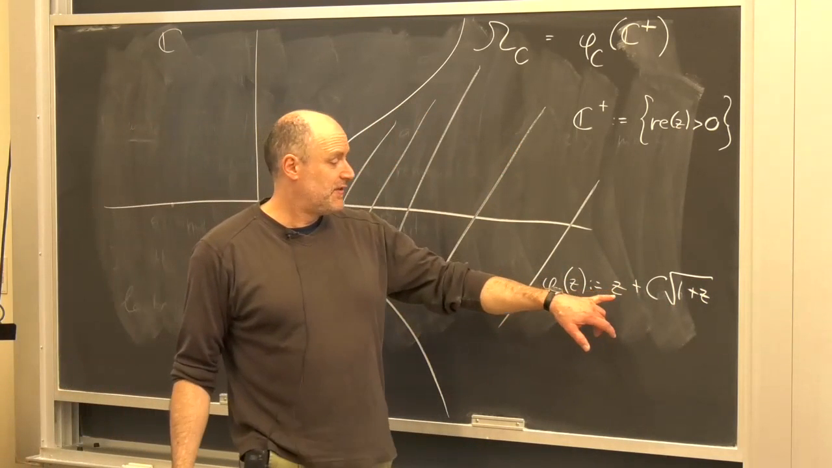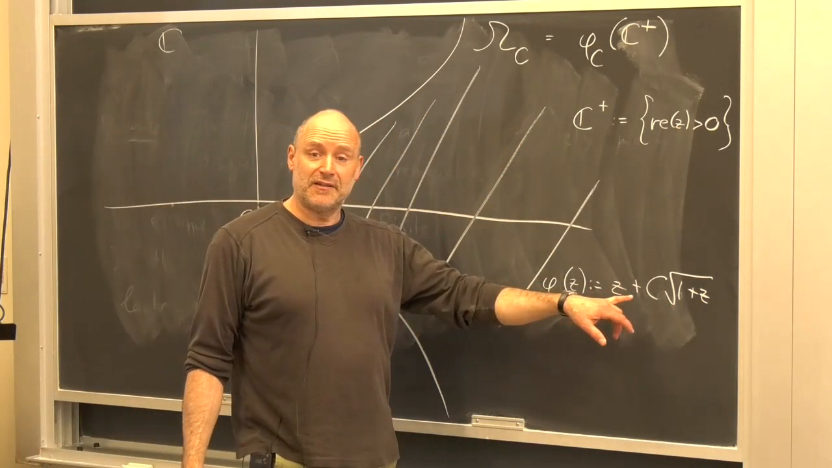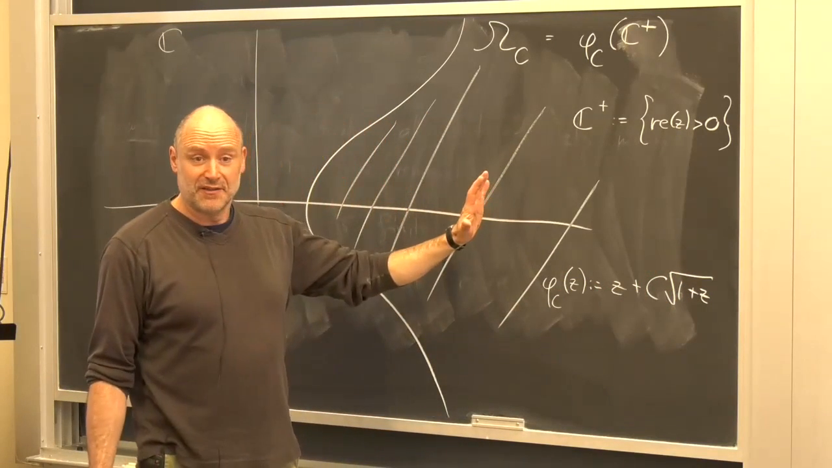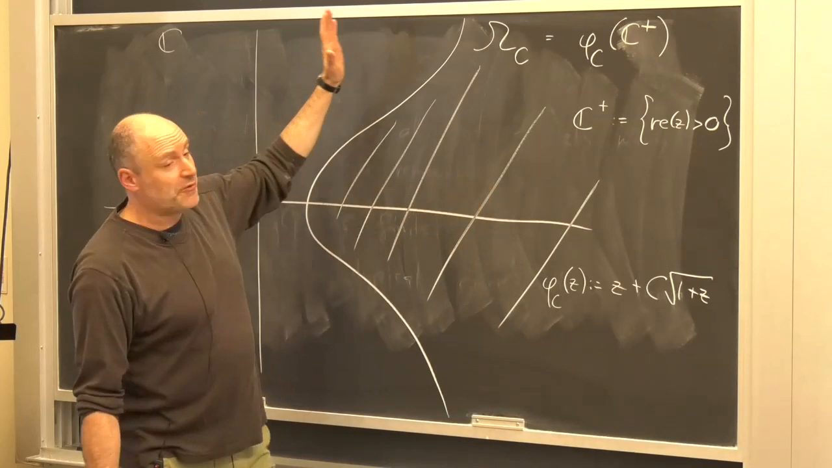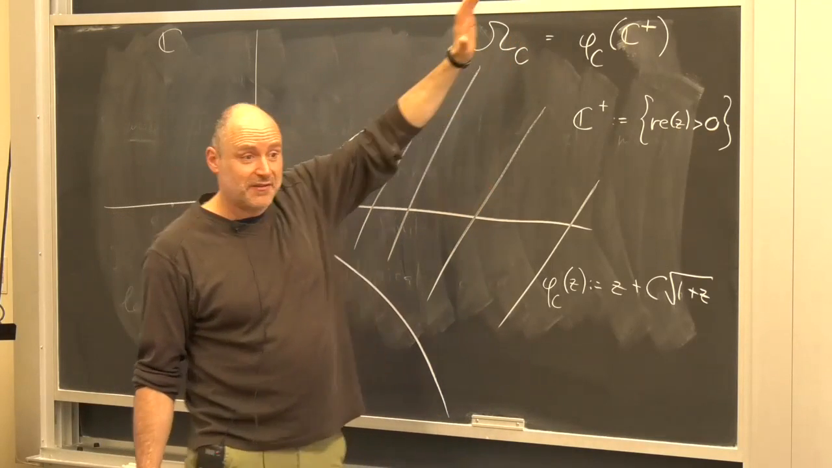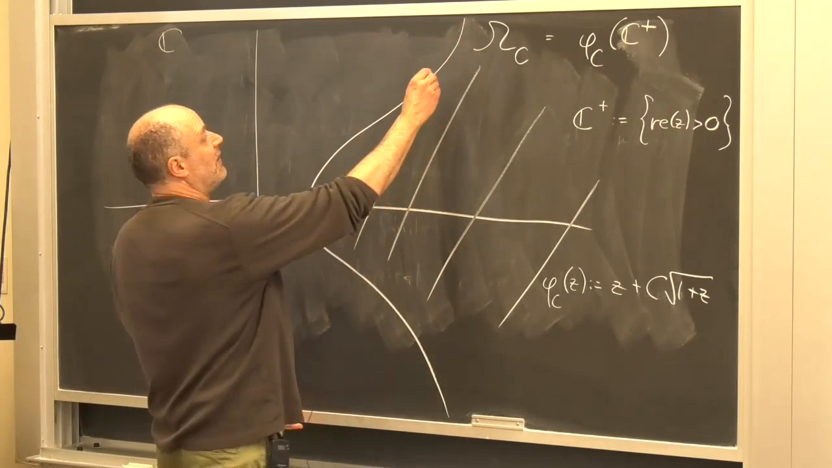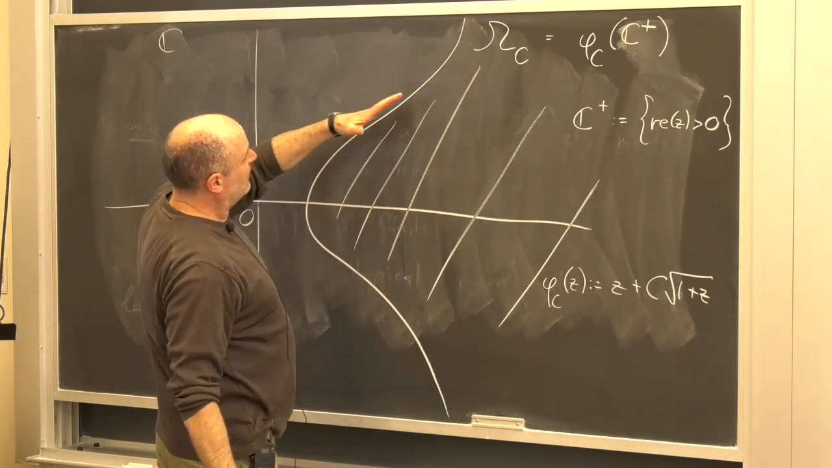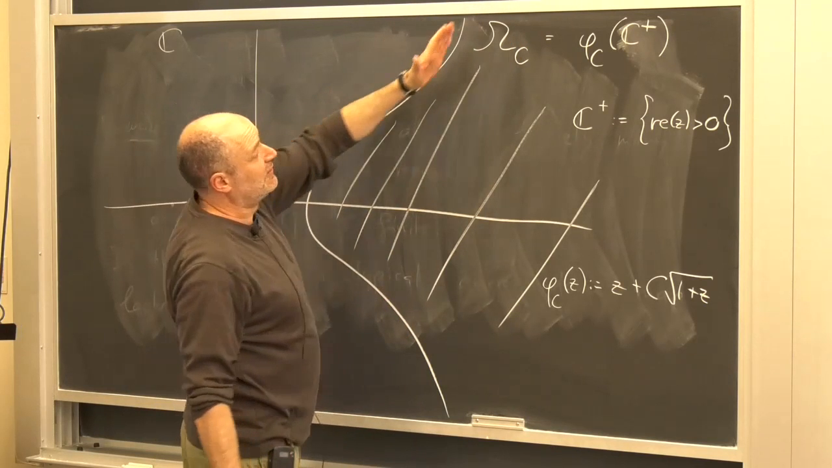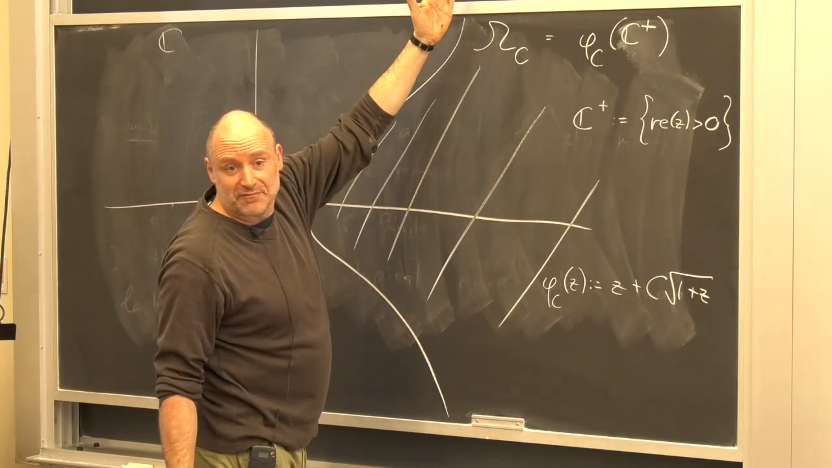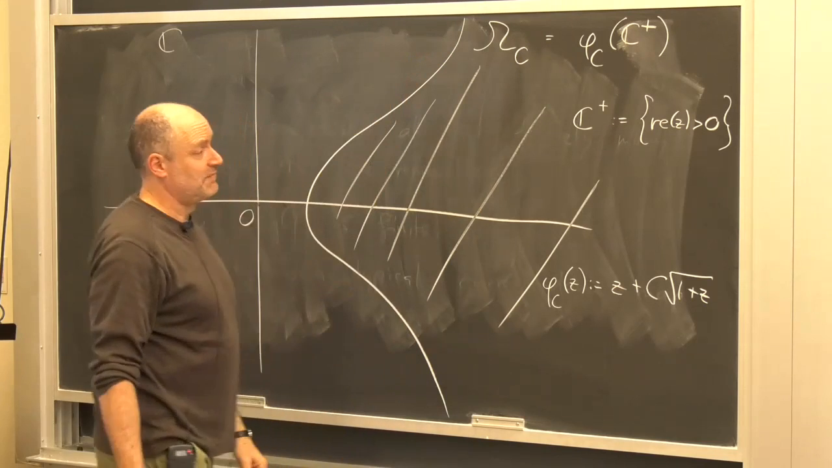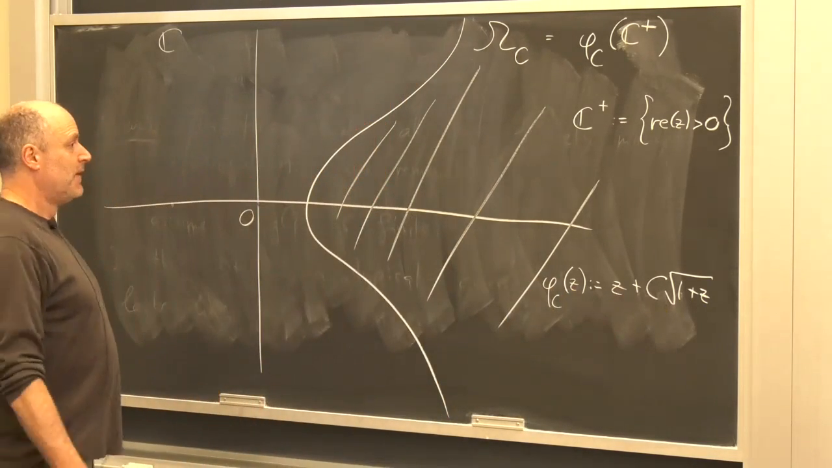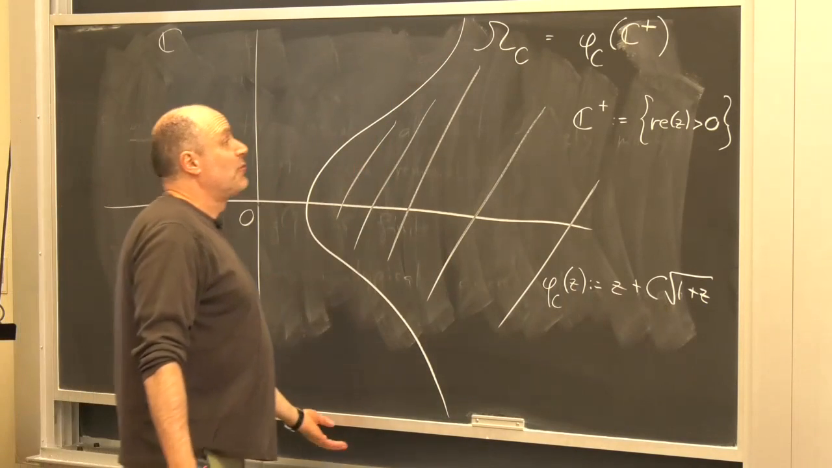So phi C is tangent to the identity, but then you have this term here, which moves things to the right, right? And the further up you go, of course, the further you go to the right. But what happens is that when you draw the domain, it looks something like this, and this curve here grows like x squared, because of the square root here. So that's what a standard quadratic domain is.